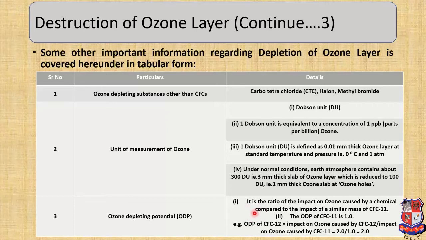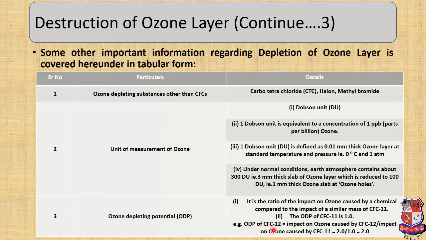Next is ozone depleting potential, that is ODP. That is the ratio of the impact on the ozone caused by a chemical compared to the impact of a similar mass of CFC11. Now the ODP of CFC11 is considered as 1.